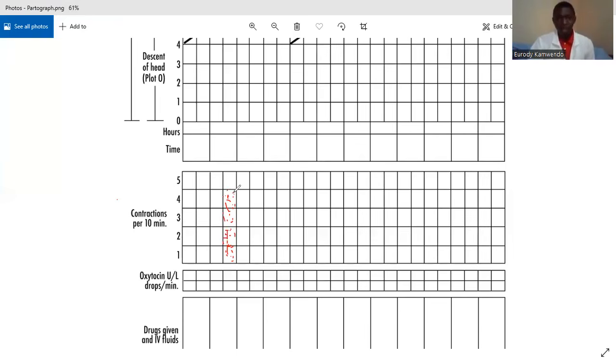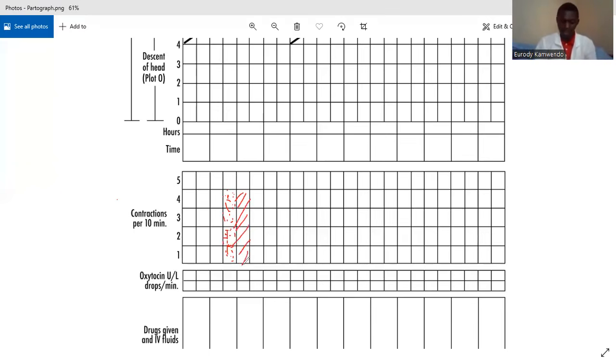But if you feel for the contractions and you find that each contraction is lasting between 20 seconds and 40 seconds, you are going to use lines. If you are able to feel 4 contractions in a space of 10 minutes, you fill these boxes with lines to show that this woman has moderate contractions.